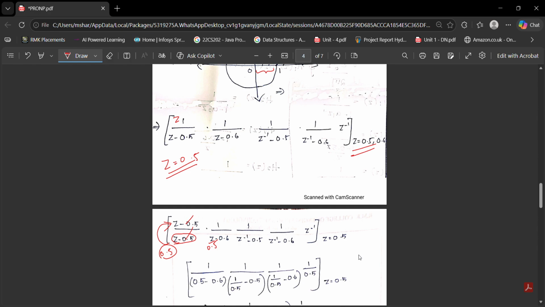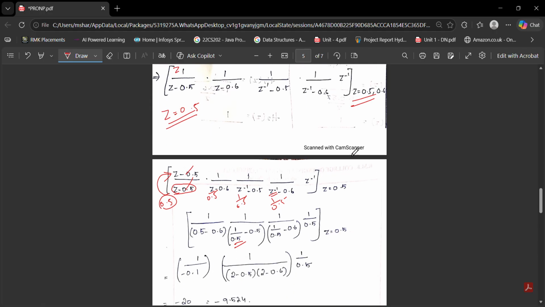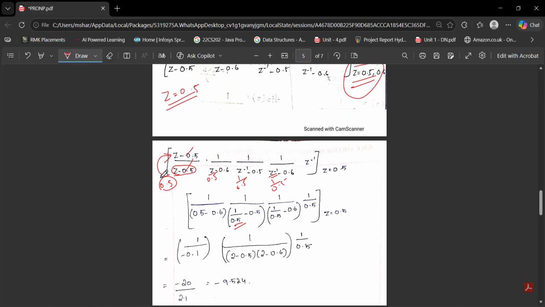So 1 by 0.5 minus 0.6, 1 by z inverse will be like 1 by 0.5. So that is what is mentioned here, and here it is again 1 by 0.5. Whichever residue we are going to take, that respective factor should be cancelled off. So in order to do that, I will be putting it in the numerator.